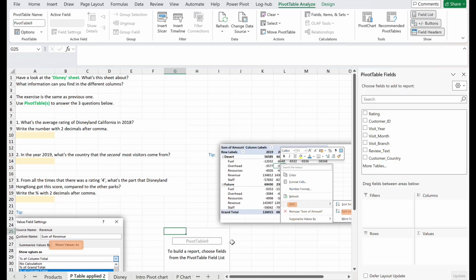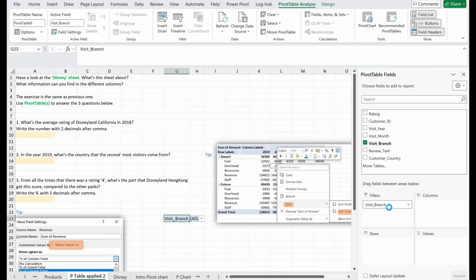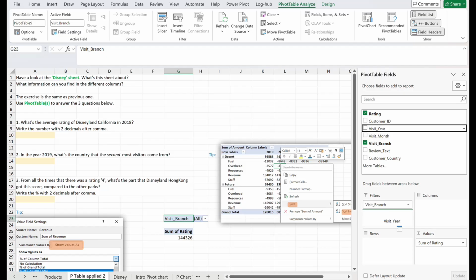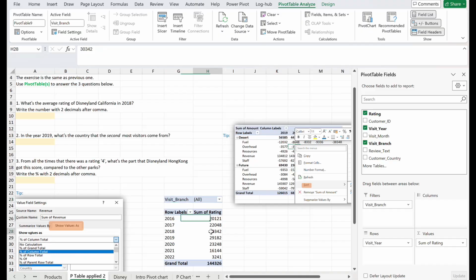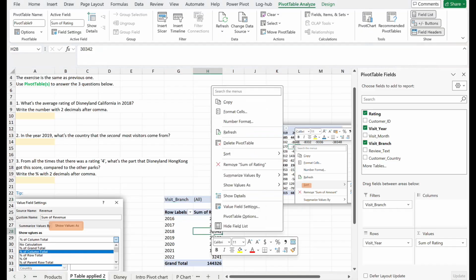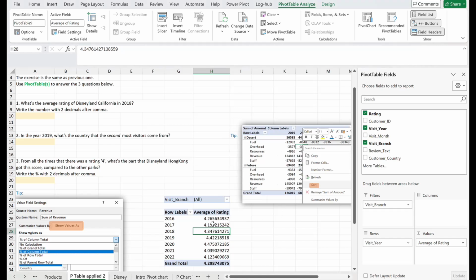Okay. So we need Disneyland California. So that's the branch. I'm gonna filter by the branch. We are interested in the rating. And the year is 2018. So this is the sum of all the ratings. Of course, that wouldn't make sense. So we're going to get the average. So right click on the numbers and then summarize values by the average.